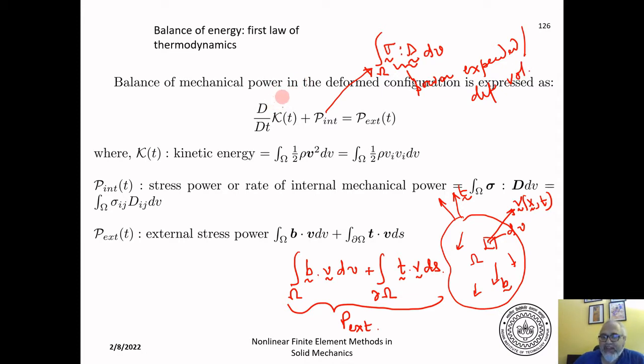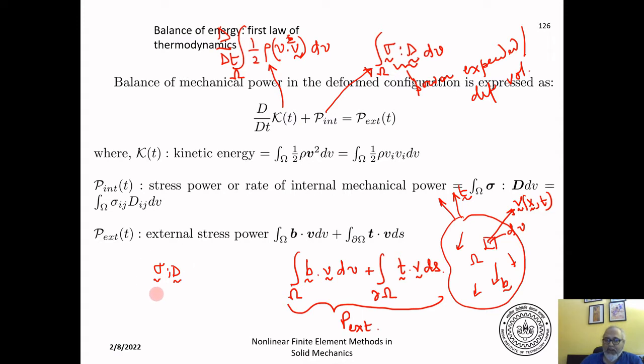This is the rate of change of the kinetic energy. The kinetic energy of the small volume is half rho v square, where v square is v dot v, times dv integrated over the whole volume, and d/dt of that is the rate of change of the kinetic energy. So the rate of change of the kinetic energy plus the stress power that is expended has to equal the external power that is supplied. Now this, as I said, sigma dot d is the power expended per unit deformed volume.